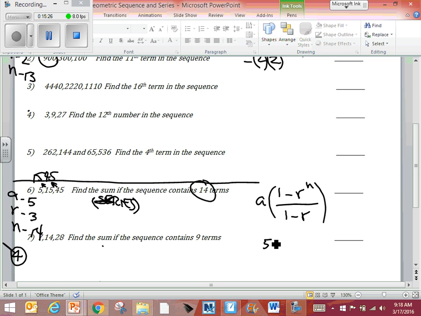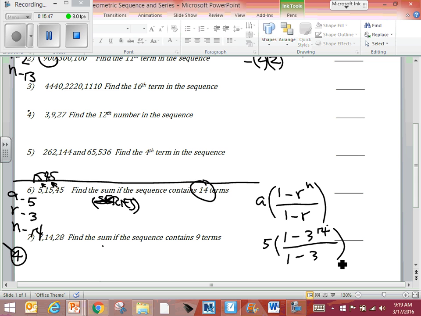If you need extra paper, there's some scratch paper behind this thing. 5 times (1 minus 3 to the 14), all over 1 minus 3. Now here's the challenge on this one. I'm going to say it so that people at home can hear it.